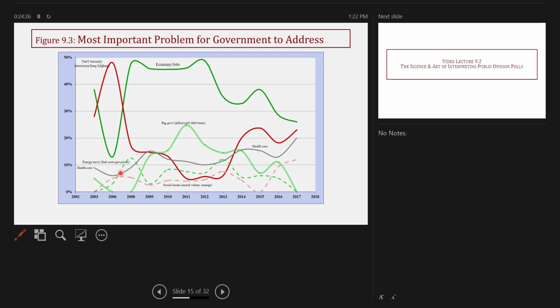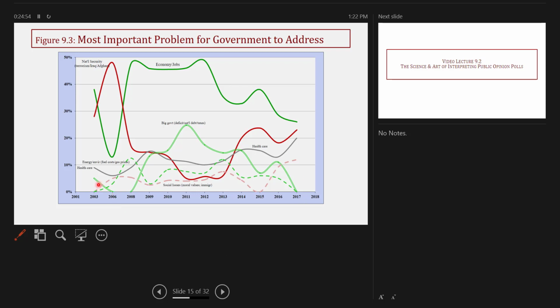Here's healthcare because healthcare was after Obamacare was passed in 2010, and so there was a lot of debate in the presidential election and in Congress on that issue, and so healthcare goes up, and after it passed, Republicans were strongly opposed to it and have been trying to defeat it ever since. So it stayed among the most important problems.